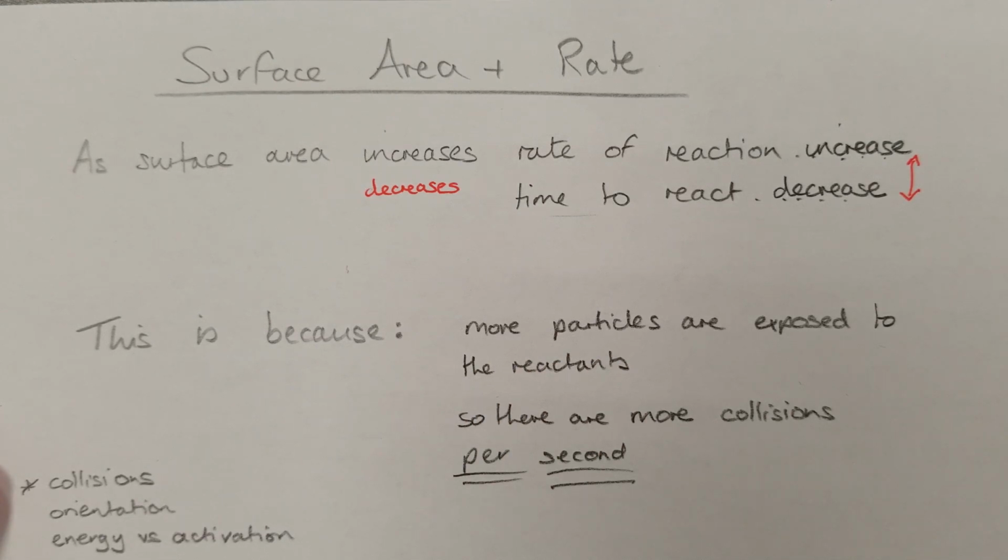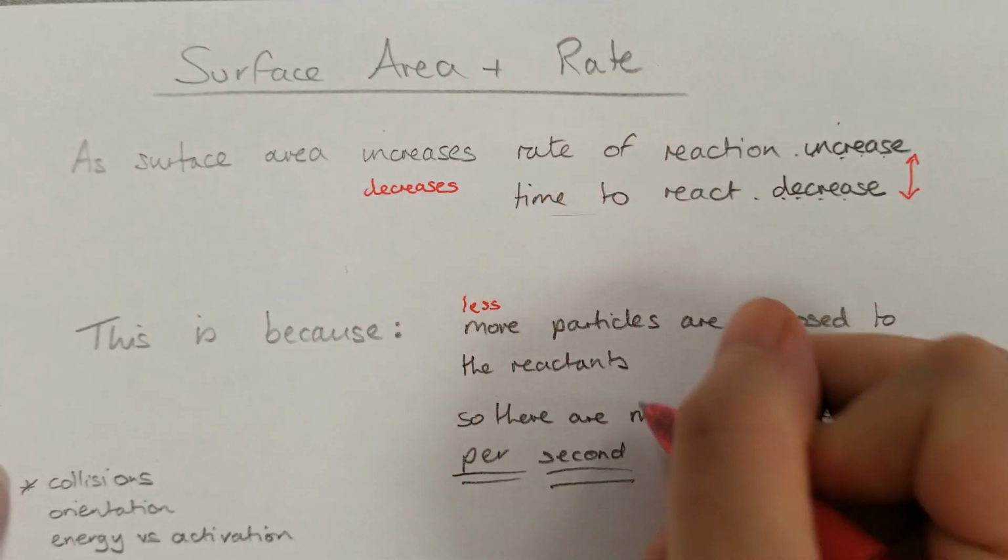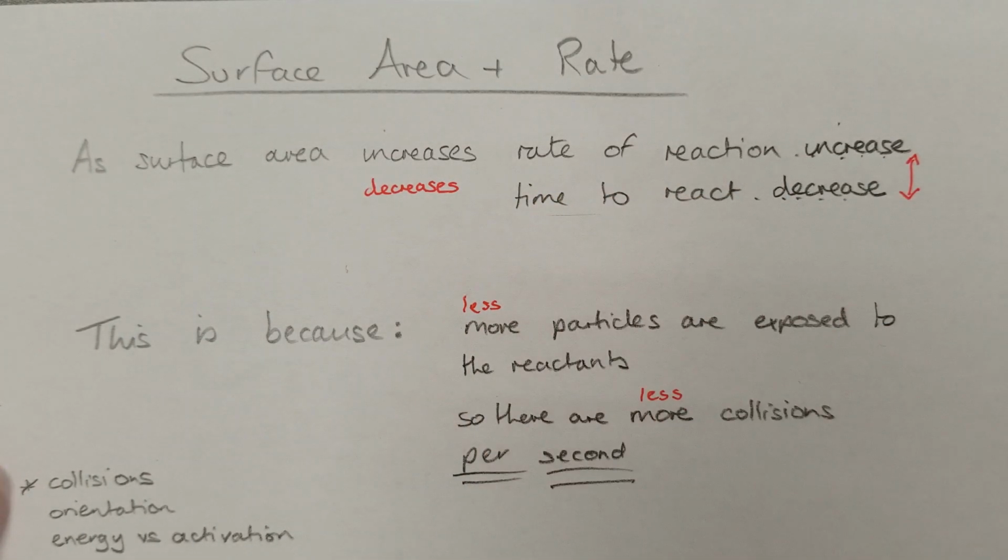And same as with our decreasing, all you have to do is change one word every time we swap more for less, if the question asks about decreasing. So if the surface area is decreased, the rate of reaction decreases because there are less particles exposed to the reactants, so there are less collisions per second.